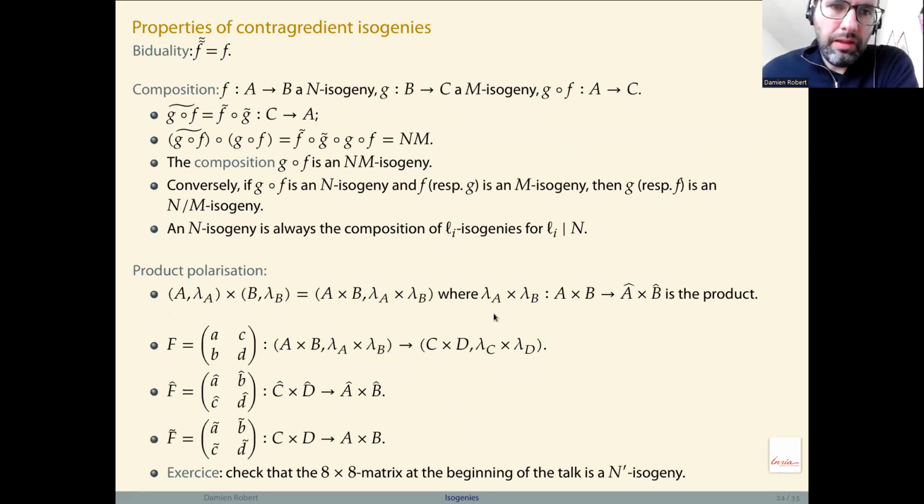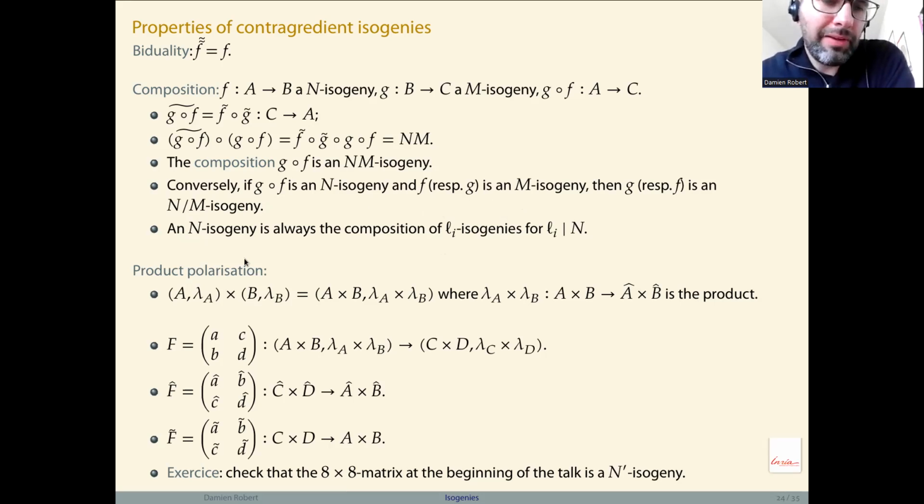Okay, so some properties of contragredient isogenies. By biduality, we also have biduality of contragredient, so F contragredient is equal to F. Composition behaves as you expect: G circ F tilde is F tilde circ G tilde. So in particular, if F is an n-isogeny and G is an m-isogeny, the composition is an nm-isogeny. And conversely, if G circ F is an n-isogeny and F is an m-isogeny, then G is an n over m isogeny, and m divides n. And we can use that to prove that an n-isogeny is always a composition of l_i-isogenies with l_i prime. So we can always decompose an n-isogeny into l-isogenies with l prime.